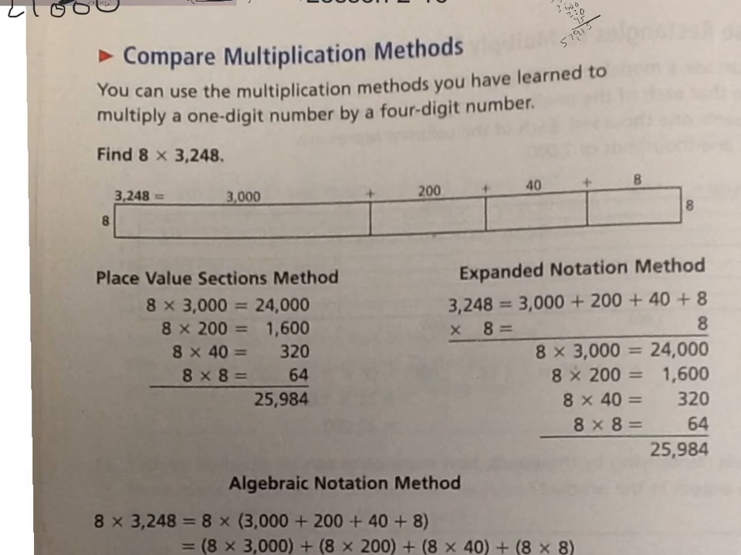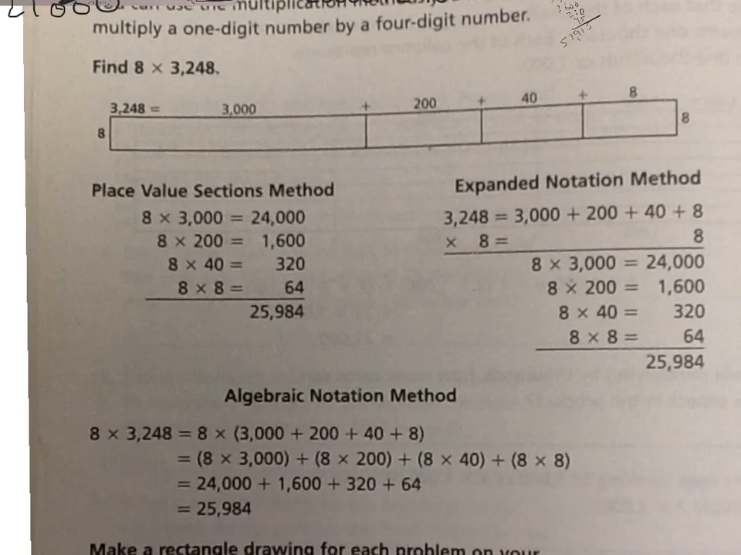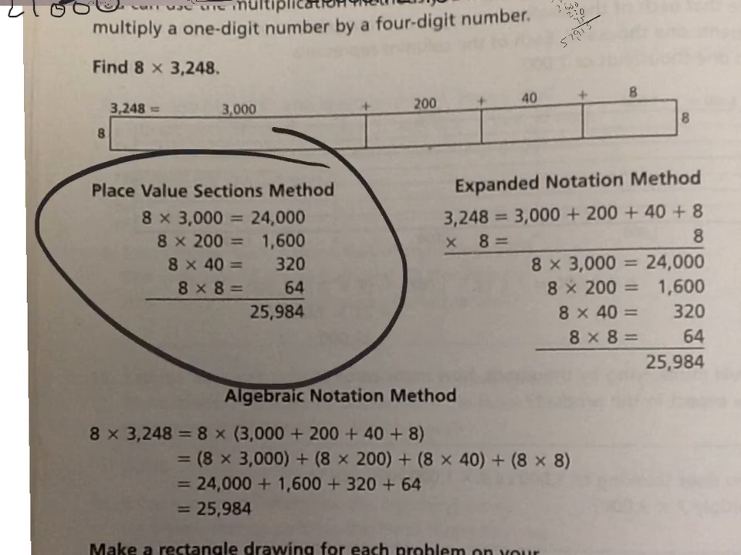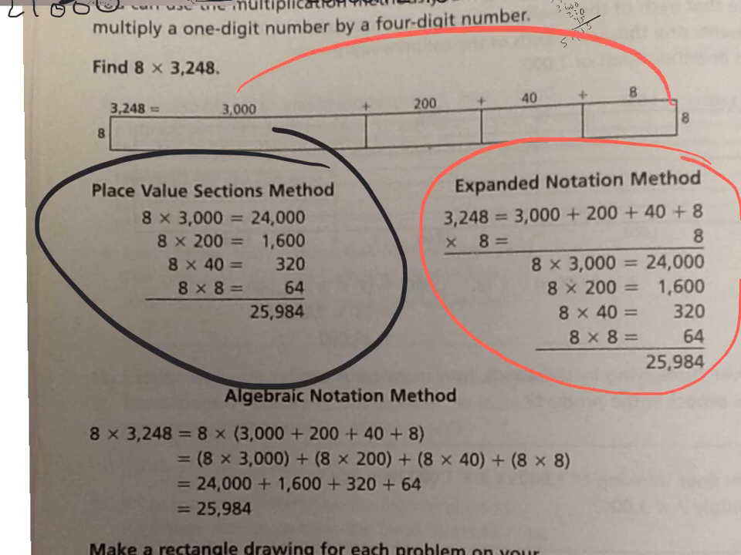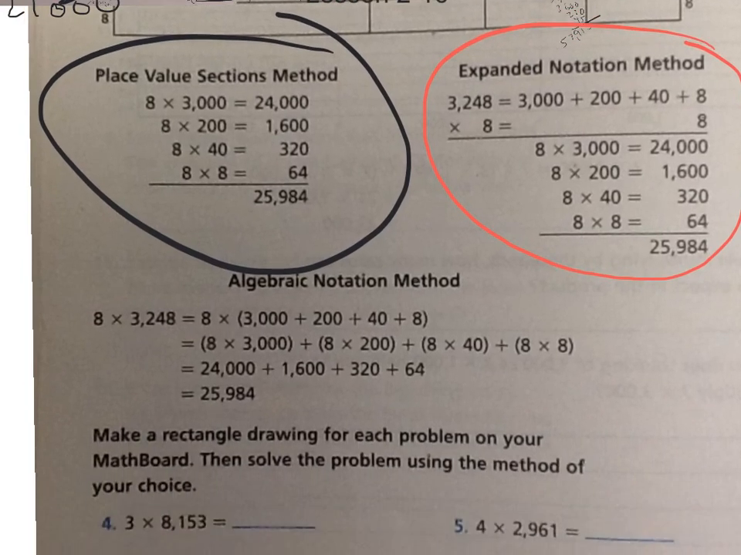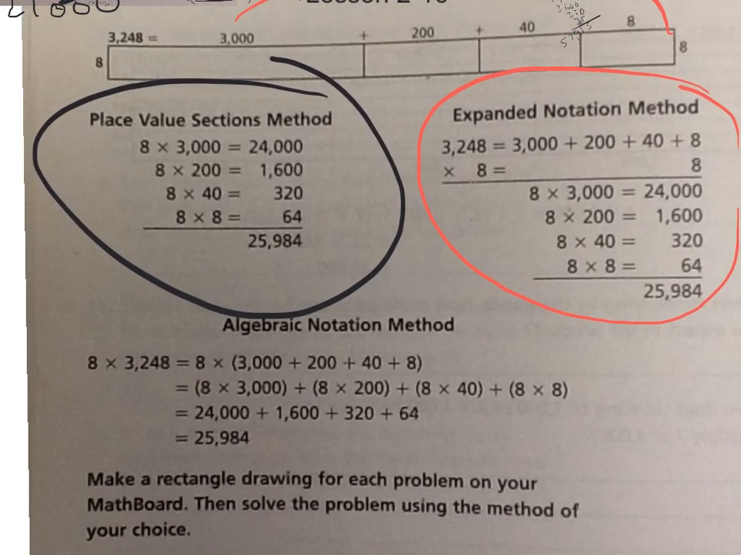Okay, it says you can use multiplication methods you have learned to multiply a one-digit number by a four-digit number. Okay, you have the place value sections method, where we do all the work in the boxes, and then we add them all together down there. Like that. And then we have the expanded notation method, where we are basically drawing the lines, or the curves like that. And that's what we're doing on expanded notation. An algebraic notation method, where we're similarly drawing the lines from the other 8 to each.